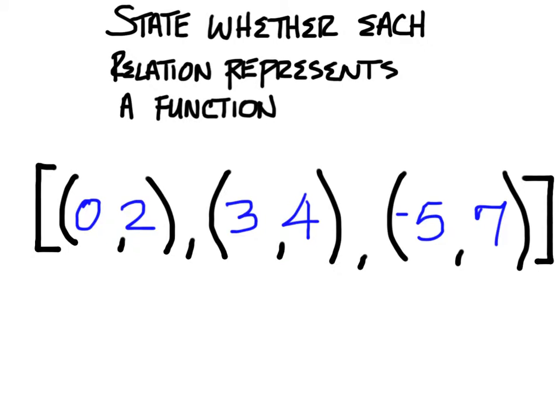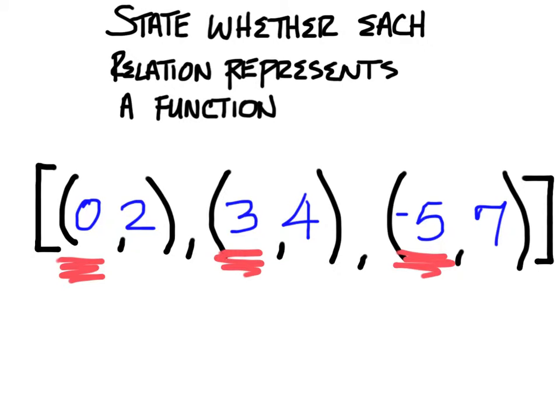Alright, state whether each relation represents a function. There's a specific rule you have to remember for this. It works whether it's in a point form or if it's in a table form. You have to determine yes or no if this is a function. The way you do that is look at the first numbers in each pairing.